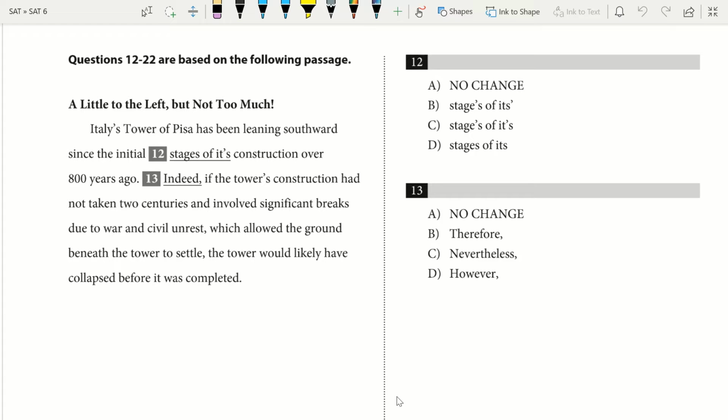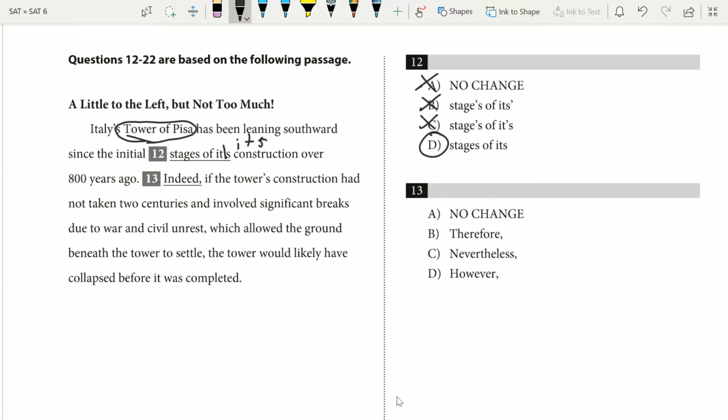Well, when I see "it's" here, I know that that's the wrong its, because we should be using the possessive form, because it's the Tower of Pisa's, right? Tower of Pisa's construction. So it should be possessive. The possessive form of its has no apostrophe. So we can go ahead and get rid of A and B and C, and we're left with D. So we know D will be our answer there.